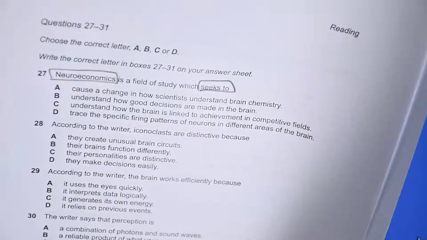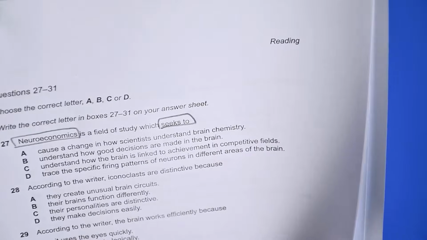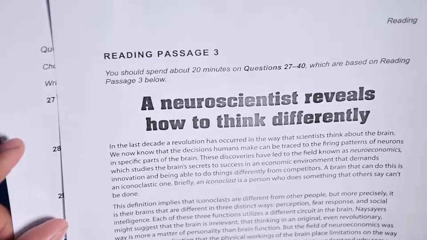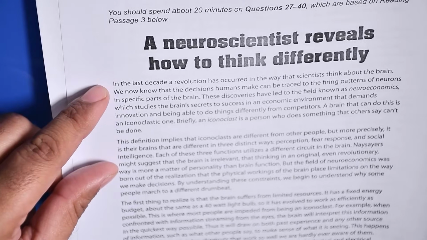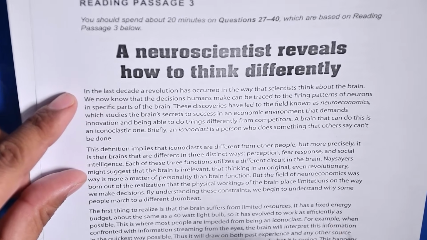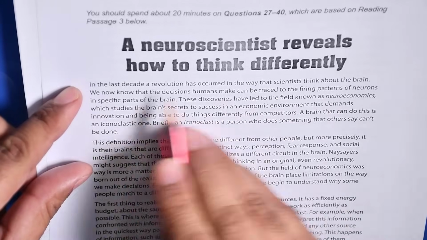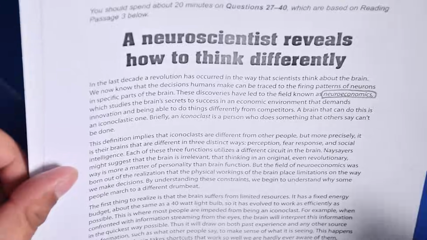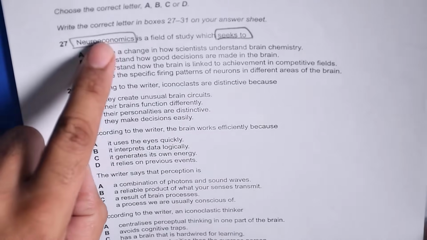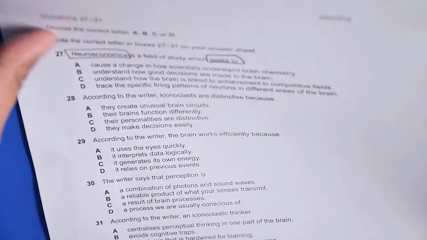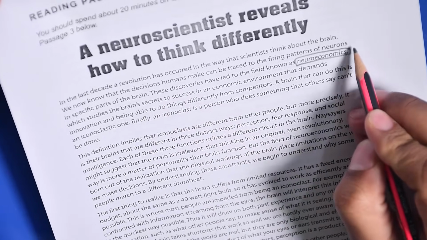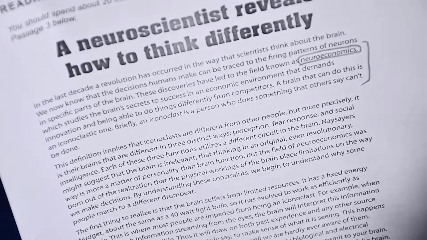Now we need to come to the passage. So let's find the word neuroeconomics. Okay, yeah, in the first paragraph it's in italic. So we need to find out what it seeks to. I'm going to read from here. So it means my answer must be in these lines.